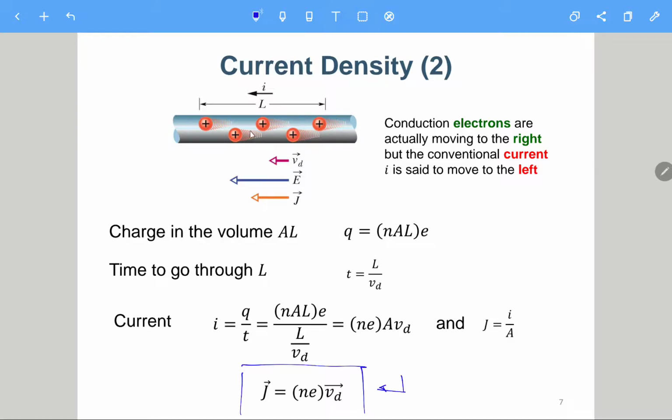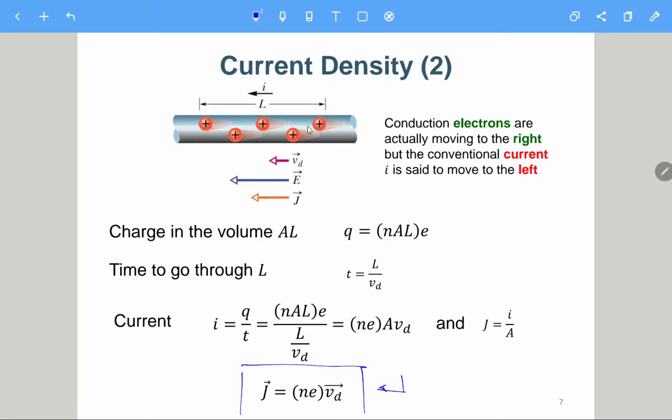Actually, what is mentioned here is, assume we have a wire, and the conducting electrons actually move to the right, but the conventional current is said to move to the left. So we assume we have a current moving to the left, and we assume the length of this segment is capital L. So we can simply assume that there is some positive charge moving to the left, or equivalently, you should know that it is negative charge, the electrons, moving to the right. But here we assume the moving charge is positive.